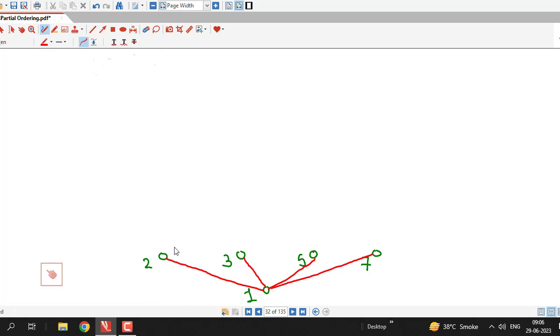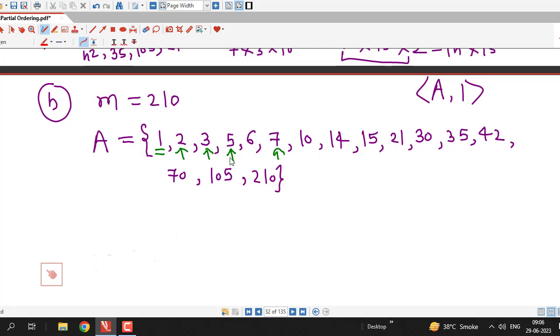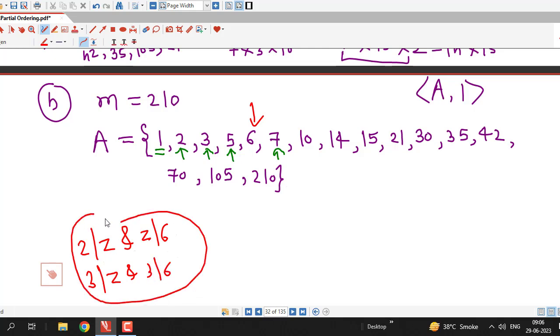Now I have to decide the elements which are covers of 2, 3, 5 and 7 from the given set. So we can see this 6 is cover of 2 and 3, because 2 divides 6, 3 divides 6, and there is no z in between 2 and 6, and there is no z in between 3 and 6, such that this happens. This cannot happen because there is no z in given set such that these two happens. So 6 is a cover of 2 and 3.